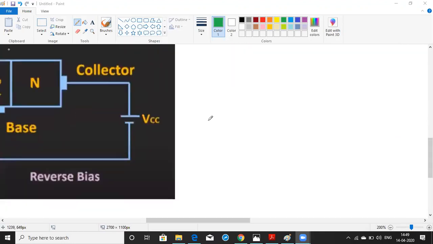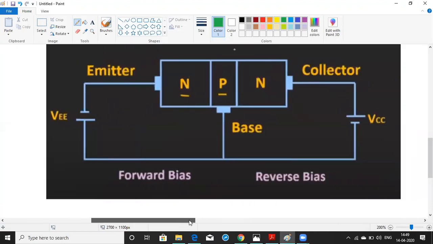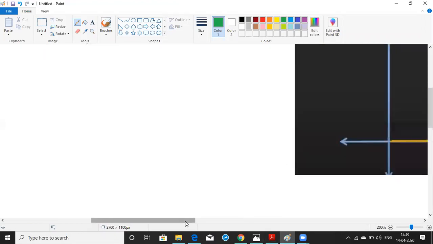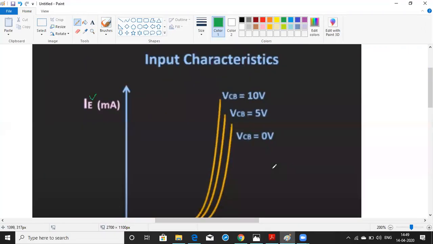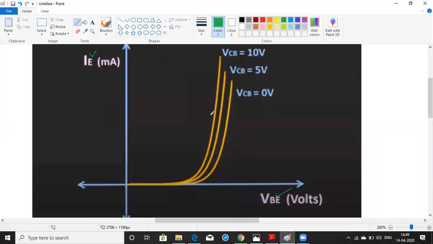Why are these repeating? Because for an NPN transistor, this is actually a forward bias condition, right? So from this point to this point, this is just like a forward bias condition of a PN junction diode. For that reason, you are getting the same characteristics for the input, just like the forward characteristics of a PN junction diode.